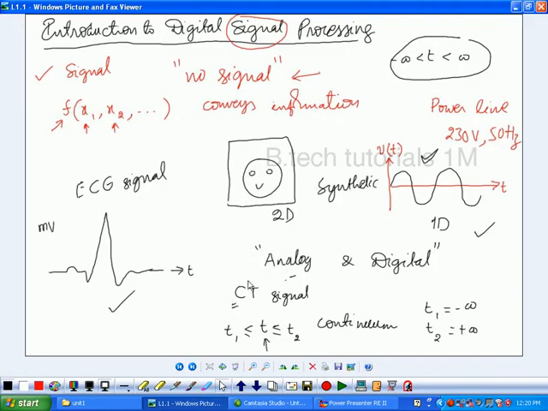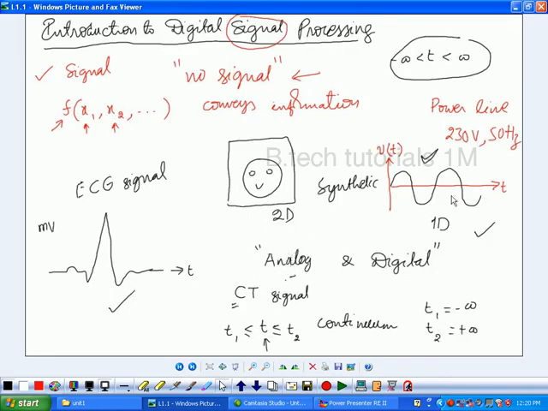In the previous class, we have seen the difference between analog signal and the continuous time signal. But in general, in DSP, analog signal and the continuous time signal can be used as synonyms. So, what is an analog signal?